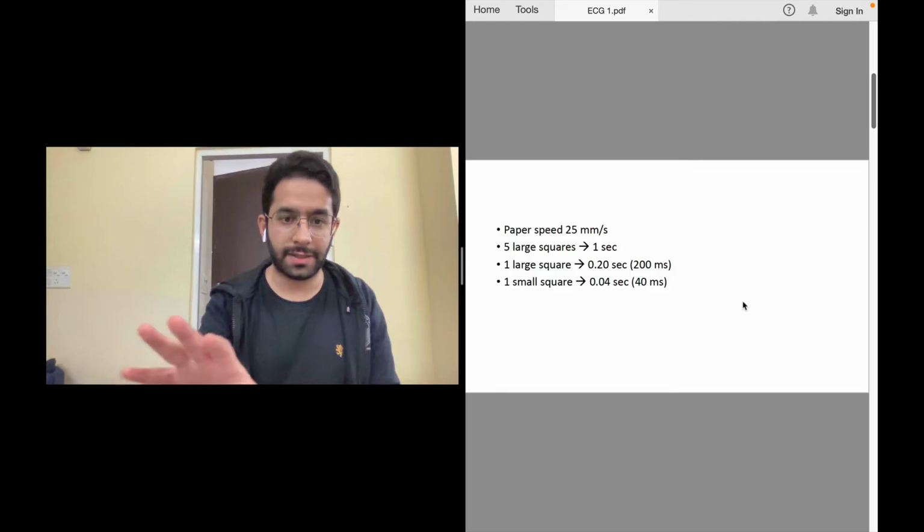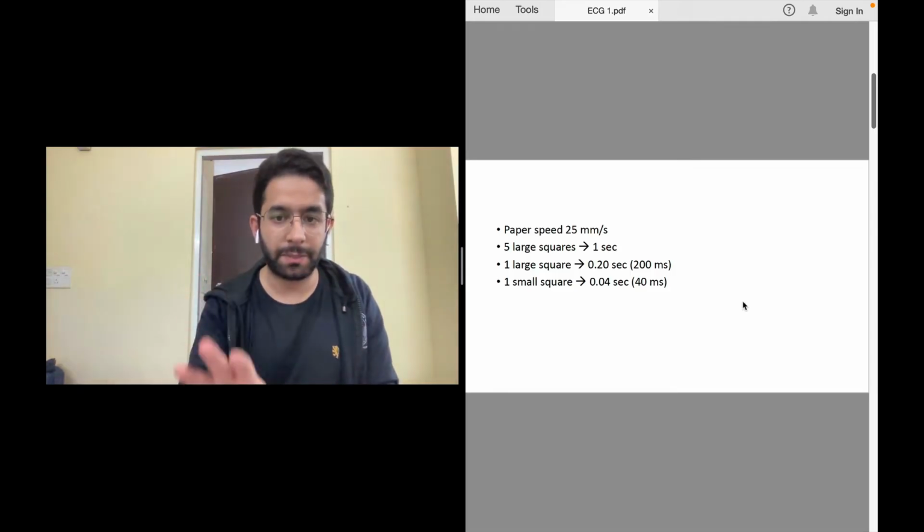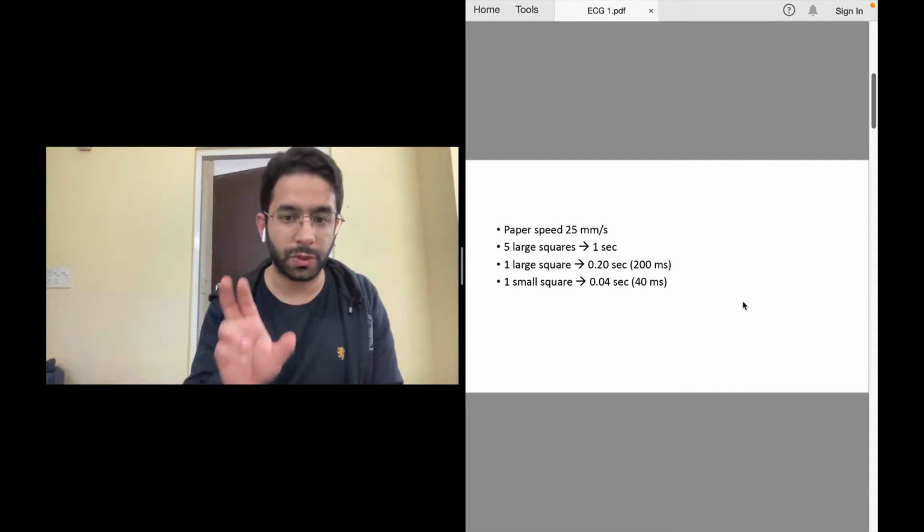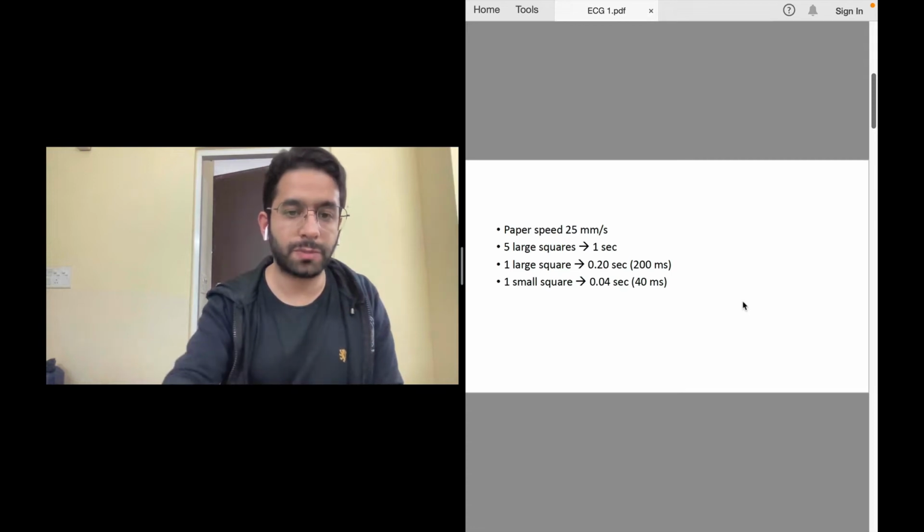So this is the lesson number 1 to remember. So paper speed standard 25 millimeter per second. 5 large squares is 1 second. 1 large square is 0.20 seconds. And 1 small square is 0.04 seconds.